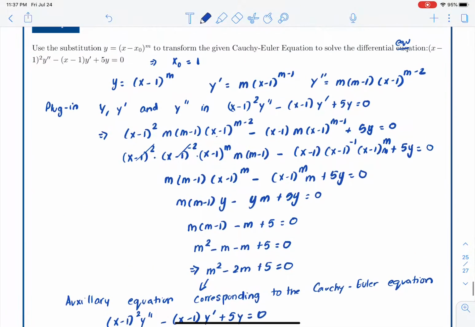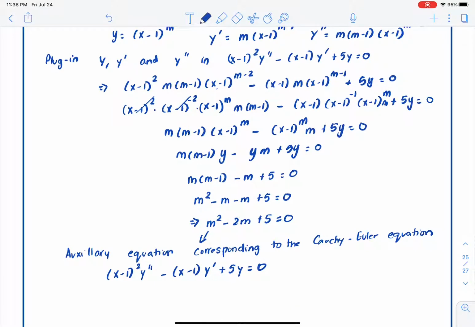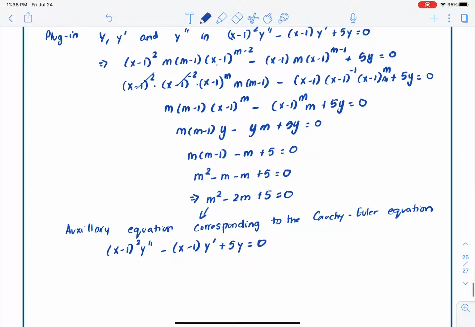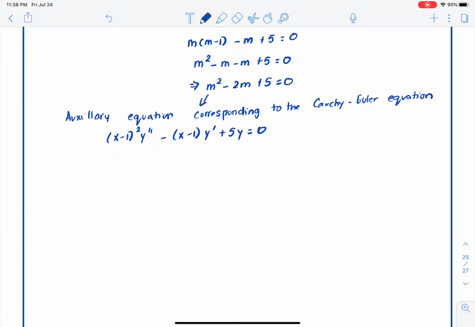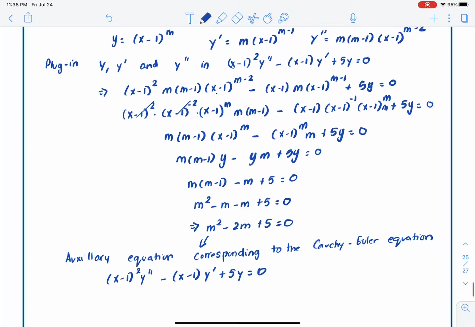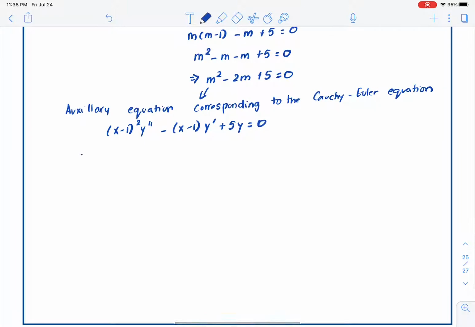So this is why deriving and understanding the process with the Cauchy-Euler is quite important, because we could not have picked this up directly from the problem itself. So the auxiliary equation is m squared minus 2m plus 5 equals 0. This would imply the roots are m1. Let's see if we can factor this. We have 5 and 2. Perhaps not.